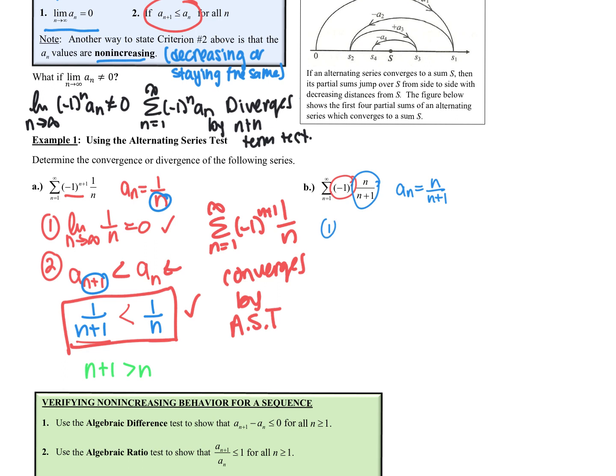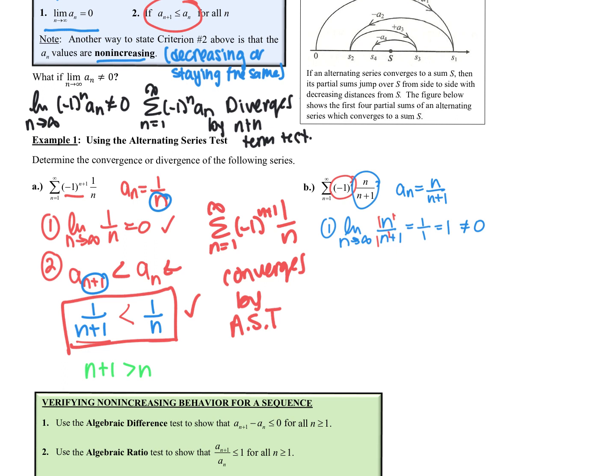So first we will take the limit as n approaches infinity of the a sub n part. These have the same degree, so they're growing at about the same rate. So we'll look at the ratio of the leading coefficients for the limit. So that will be 1 over 1, which is just 1. So this is not 0.